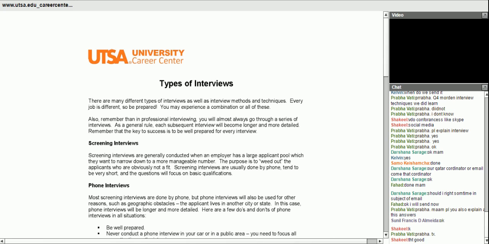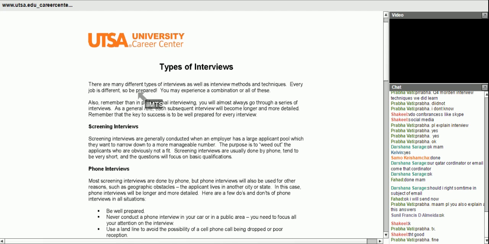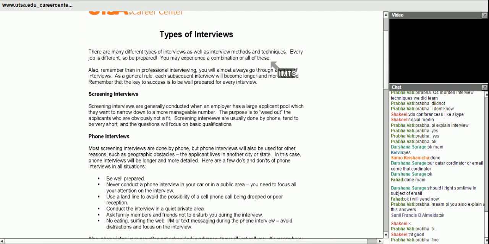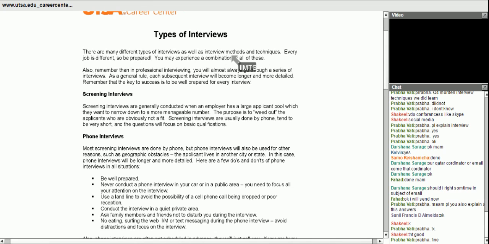Now, types of interviews. There are different types of interviews as well as interview methods and techniques. Every job is different, so be prepared. You may experience a combination or all of these. Also remember that in professional interviewing, you will always go through a series of interviews. You might have noticed that when you give your interview. As a general rule, each subsequent interview will become longer and more detailed. Remember that the key to success is to be well prepared for every interview.